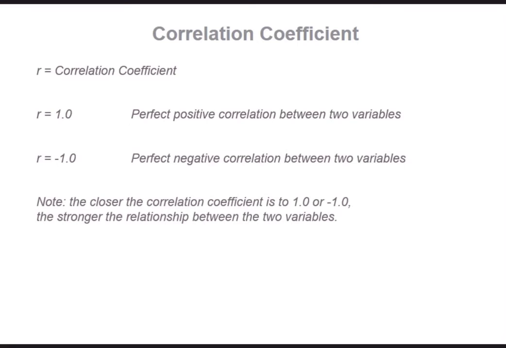The closer the R metric is to 1 and negative 1, the stronger the relationship between the two variables, whether positive or negative.